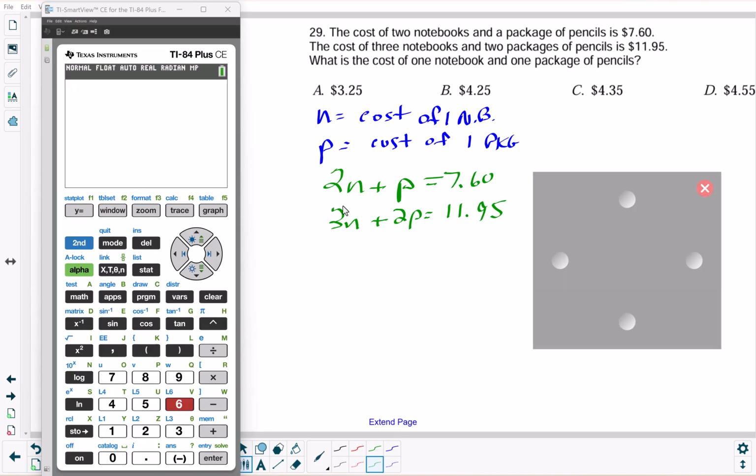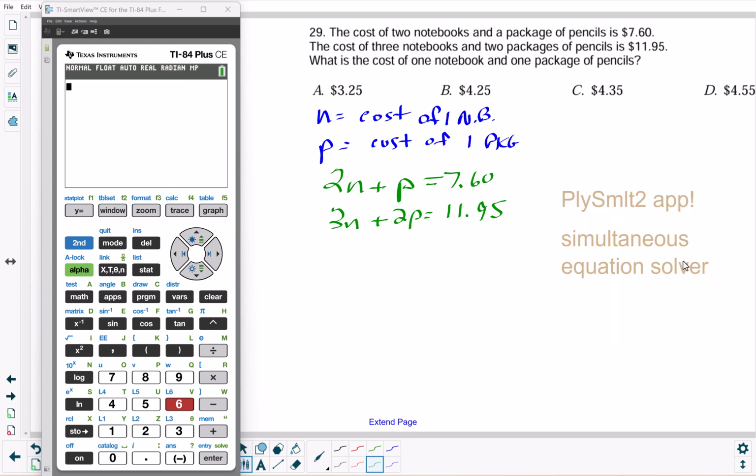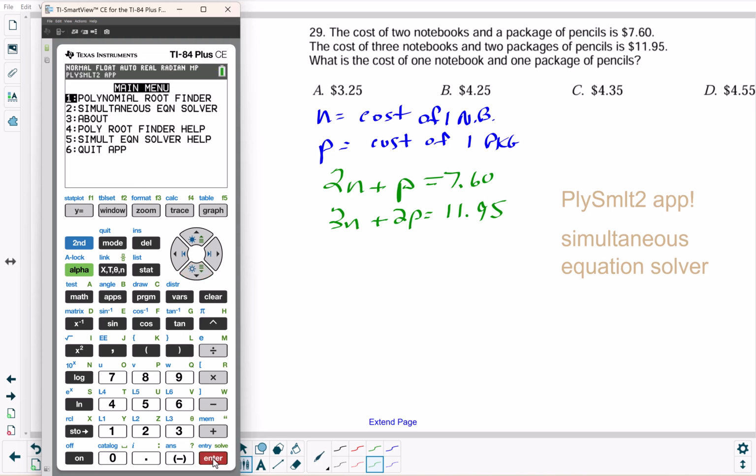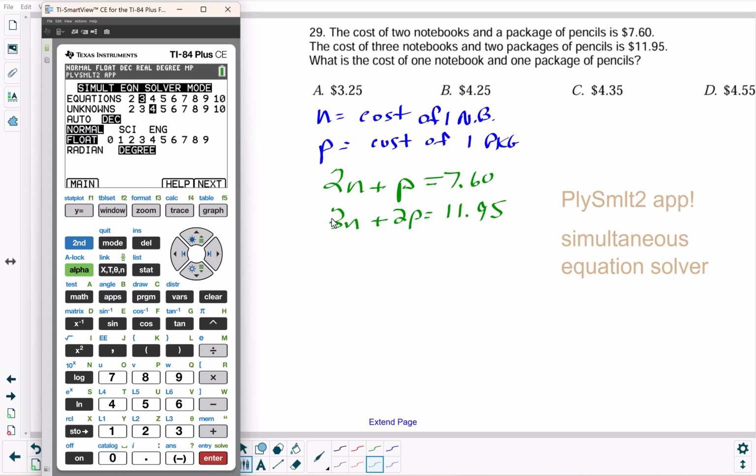The first way we're going to solve this system is by using the Poly-Simultaneous 2 app, and in that there's a simultaneous equation solver. So I'm going to go to Apps, and I'm going to go down to Poly-Simultaneous 2, press Enter to run that app, and the second option in that menu is a simultaneous equation solver. So I have 2 equations with 2 variables. So I'm going to go over to 2 equations, enter, 2 unknowns, enter. And to go to the next screen, I'm going to press the graph button.